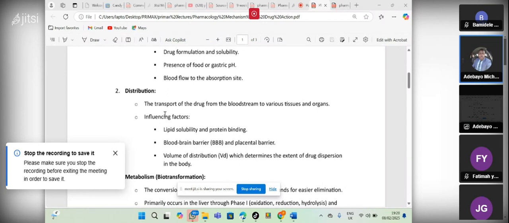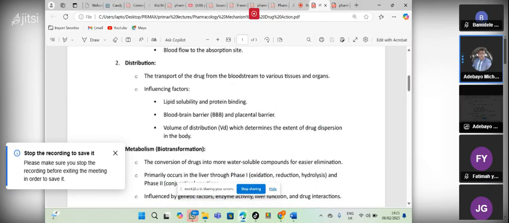Now, another thing is the blood-brain barrier and placenta barriers. This is also common. For example, there are some drugs that cannot cross the blood-brain barrier. They can't cross. So if you are giving those kinds of drugs, it's going to take time for them to reach their target organ. Or if you are giving a drug and you are targeting babies, the placenta barrier means it's going to take time, or it might not even end up getting there. So these are factors that affect distribution.